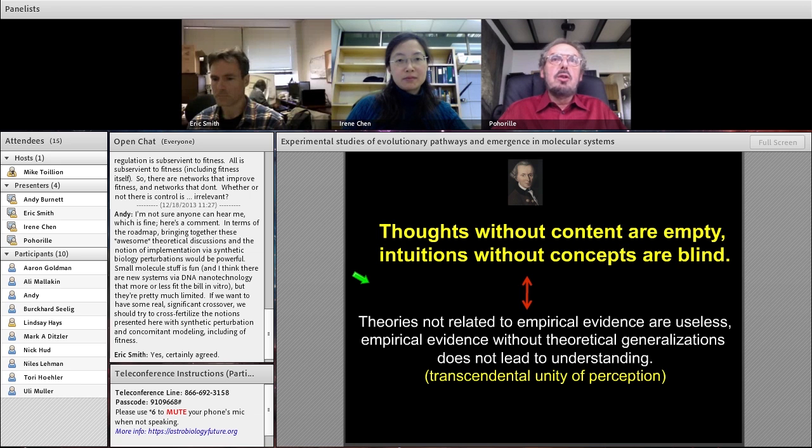And I want to use my favorite scientist, Immanuel Kant, and here is a quote from him: "Thoughts without content are empty, intuitions without concepts are blind." And then he elaborates, and what he really means is that theories should be related to empirical evidence, and if they are not, they are useless. But at the same time, empirical evidence without theoretical generalizations really does not lead anywhere, does not lead to any deeper understanding of problems. And there is a lot to say about Kant's views on this, which are actually quite current today. But this is not the place to do that.